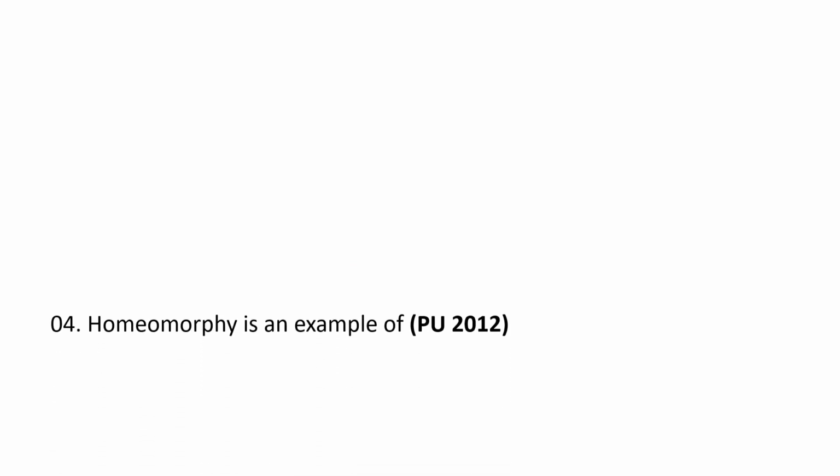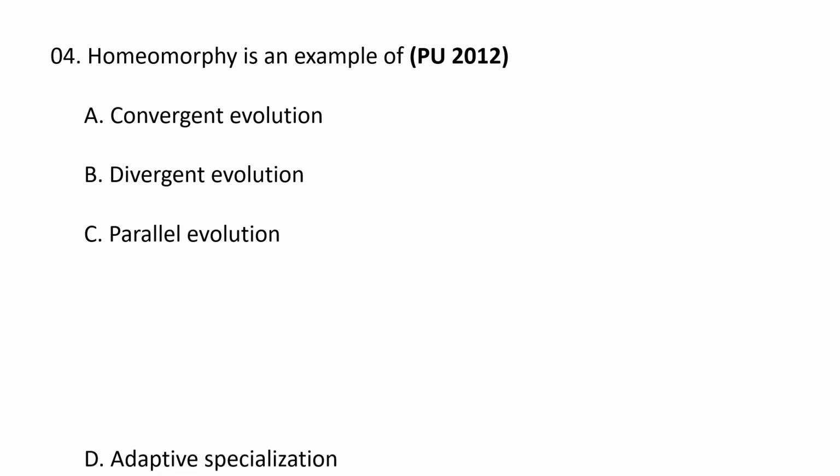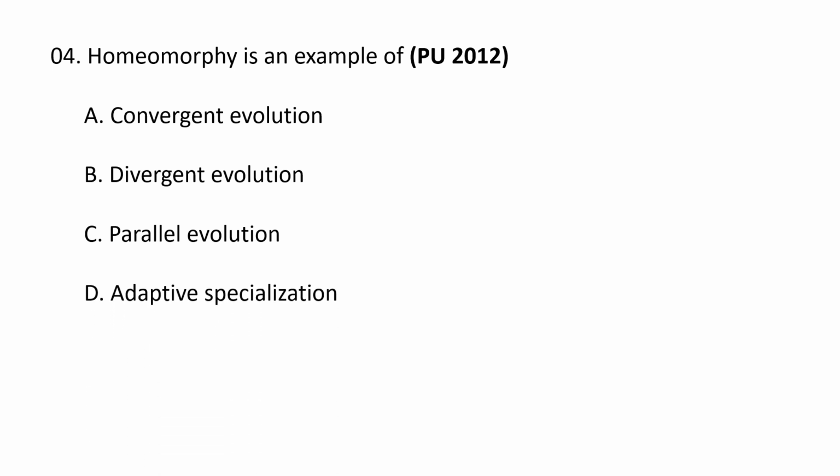Next question. Homeomorphy is an example of A. Convergent evolution, B. Divergent evolution, C. Parallel evolution, and D. Adaptive specialization. Homeomorphy is an example of convergent evolution. Convergent evolution describes the independent evolution of similar traits in unrelated species, which is often due to similar environmental pressures or ecological needs. Homeomorphy in this context refers to the resemblance between organisms that do not share recent common ancestry, and this similarity is often a result of convergent evolution. So homeomorphy is an example of convergent evolution.